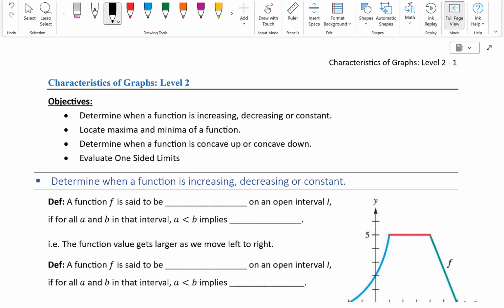First one is that a function f is said to be increasing on an open interval I if for all a and b in that interval, a less than b implies that f of a is less than f of b. Said another way, the function value gets larger as we move left to right.